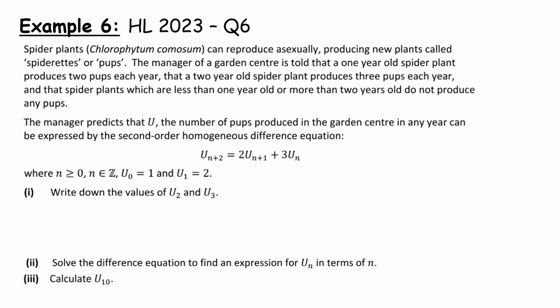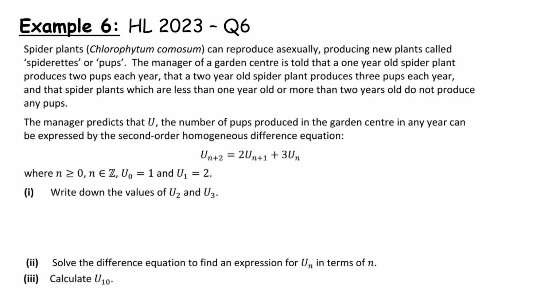The manager of a garden centre is told that a 1-year-old spider plant produces 2 pups each year, that a 2-year-old spider plant produces 3 pups each year, and that spider plants which are less than 1 year old or more than 2 years old do not produce any pups. The manager predicts that the number of pups produced in the garden centre in any year can be expressed by the second order homogeneous difference equation u(n+2) = 2u(n+1) + 3u(n), where n is greater than or equal to 0, n is an integer, and we get u0 = 1 and u1 = 2.